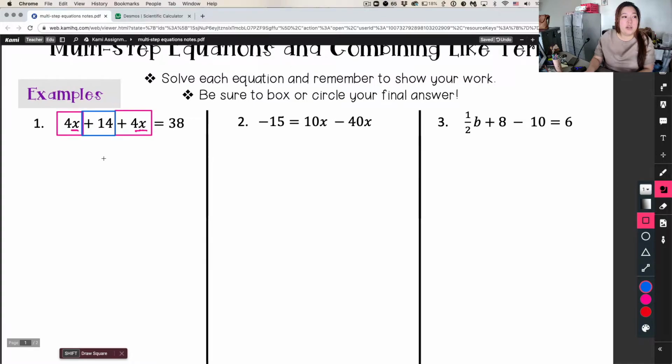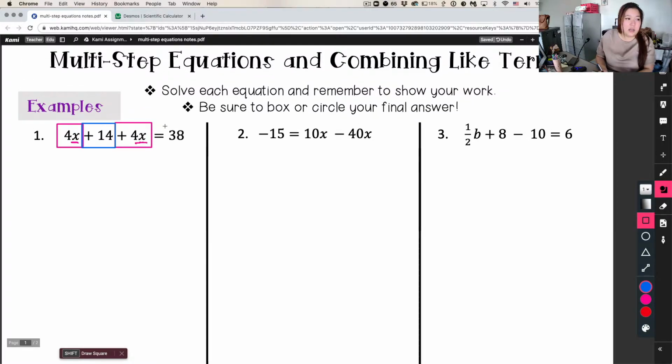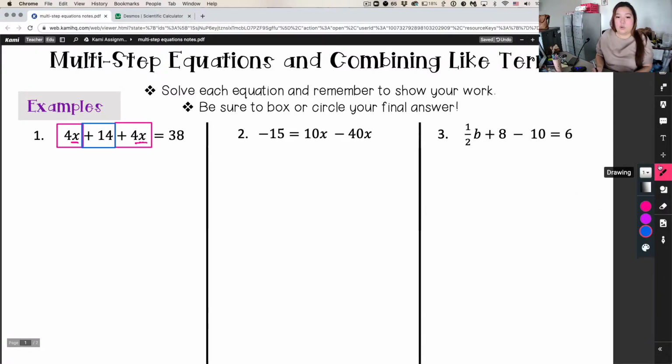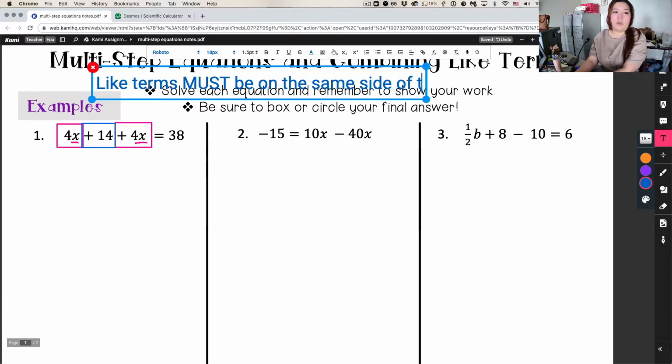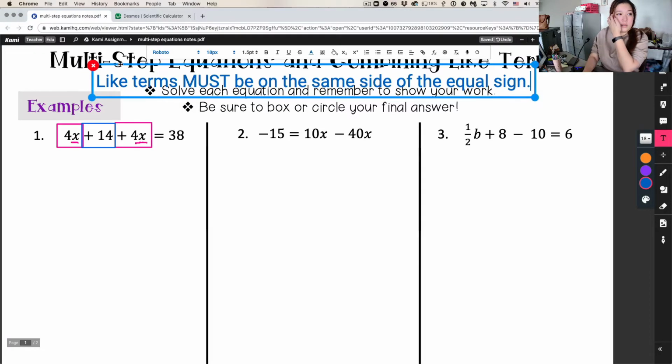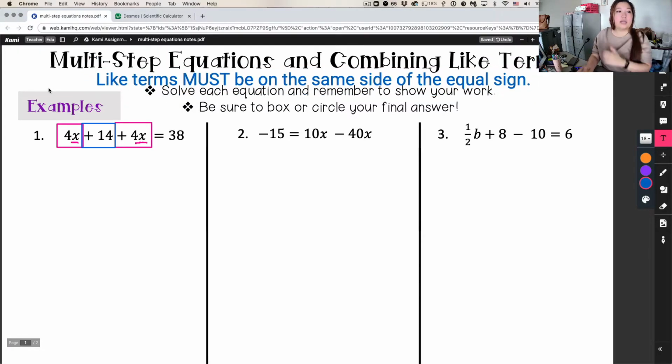Now this is very important, because you might think, oh, but there's a 38 over here. No. Type this onto your notes so that you know this is extremely important: like terms must be on the same side of the equal sign. I'm even going to put some stars around it. That's very important.